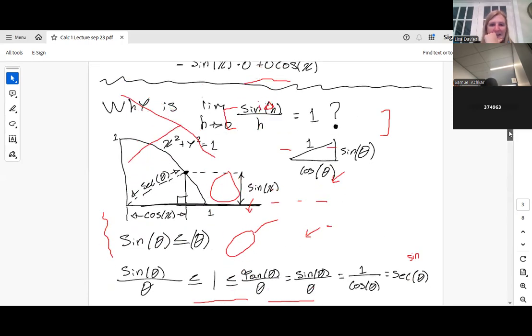Okay. So I can look up the explanation for you for that, Samuel, and try to explain it in an easier way. But I think the takeaway again is just that when you're taking the limit of sine of x over x, you're going to get 1 for your answer.